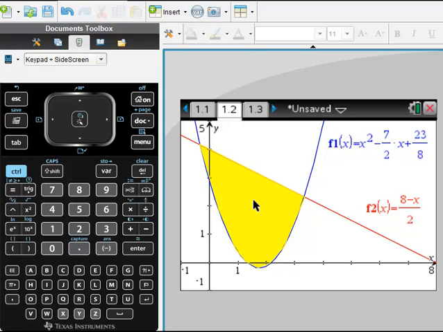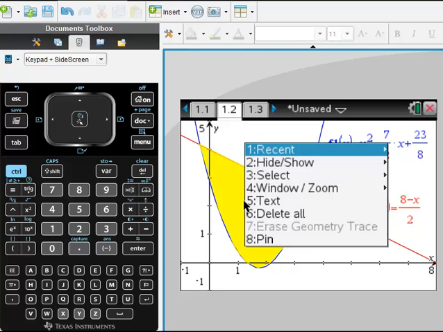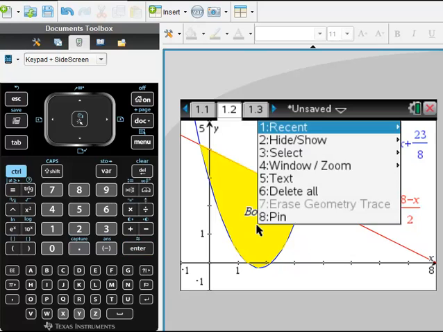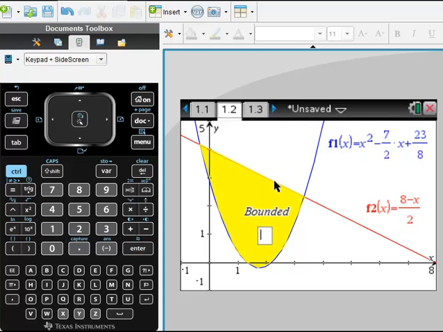I want to be very clear about what the bounded region is, so let me put a little bit of text labeling here. Bounded region. Okay, move this more central. Alright, looking really pretty good here.